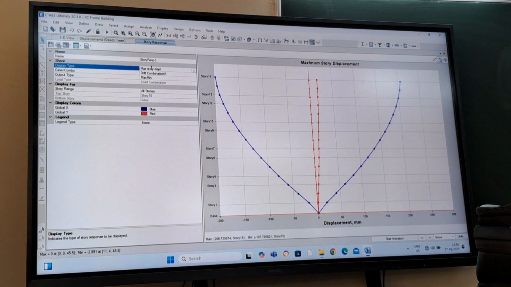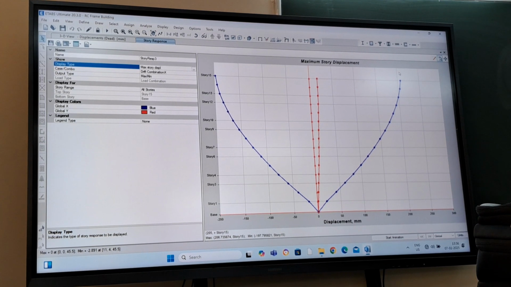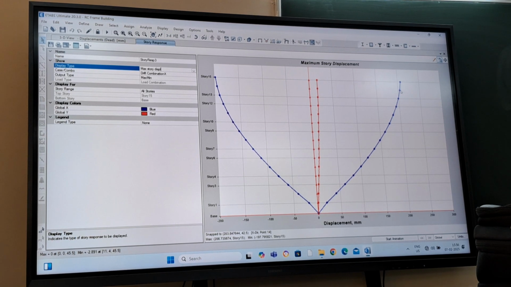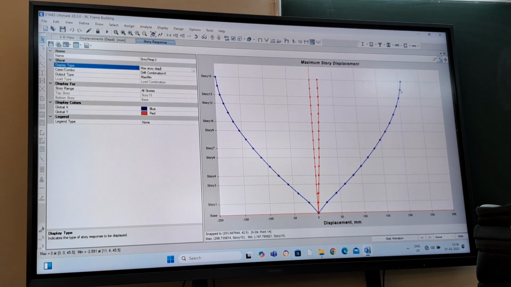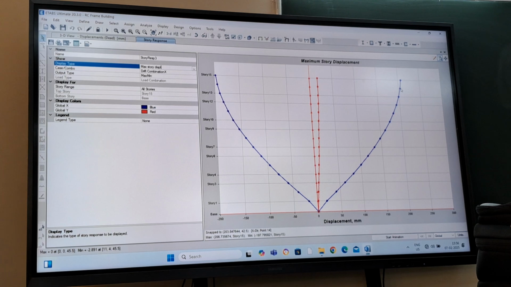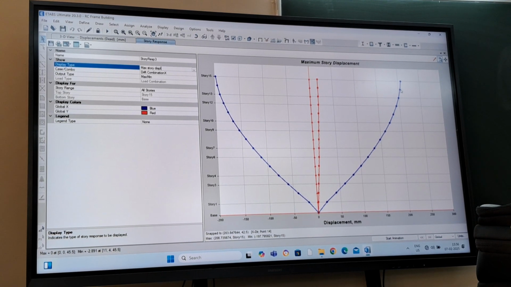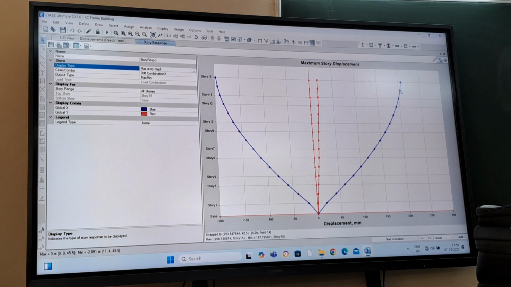You can see the displacement pattern. It is maximum at the top. But if you identify the relative displacement, the drift, when you are calculating the drift, you have to calculate it as the story displacement divided by the height of the story. That will give you the drift.